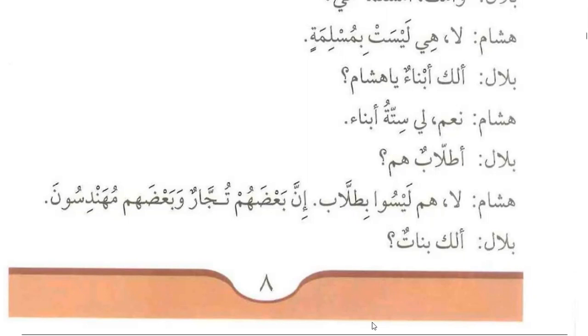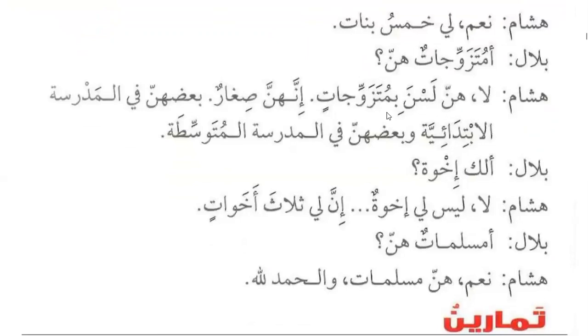Bilal: A laka banatun? Do you have daughters? Hisham: Naam. Yes. Li khamsu banatin. I have 5 daughters. Bilal: A mutazawwijatun hunna? Are they married? Hisham: La. Hunna lasna bi mutazawwijatin. No, they are not married. Innahunna sigharun. Indeed, they are small, young. Ba'duhunna fil madrasatil ibtida'iyyah. Some of them are in elementary school. Wa ba'duhunna fil madrasatil mutawassitah. And some of them are in middle school.